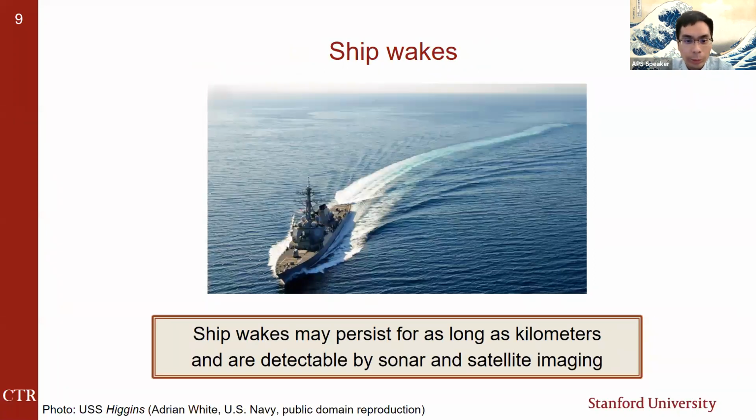Firstly, ship wakes. When fast-moving ships move quickly through the ocean, they generate bow and stern waves, which break to form bubbles of various sizes. Because the smallest bubbles in these wakes take a very long time to rise to the surface, these ship wakes may persist for as long as kilometers, and they are detectable by sonar as well as satellite imaging.